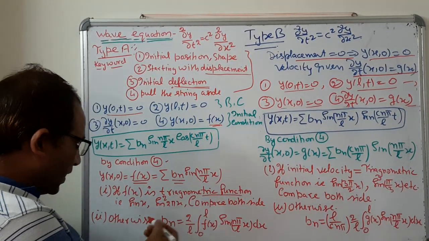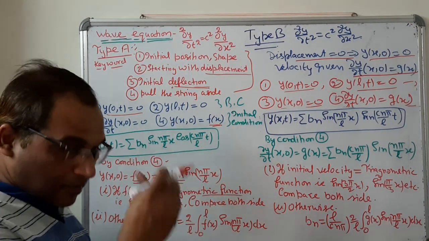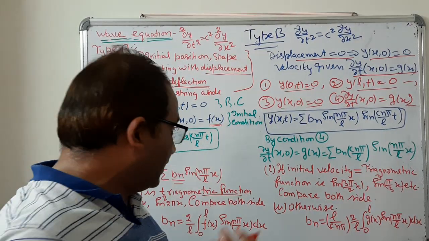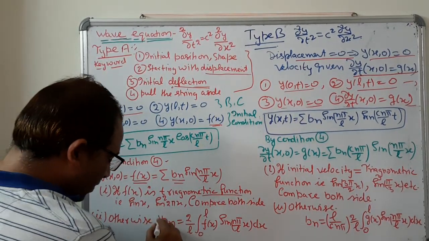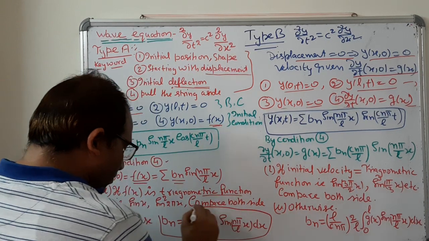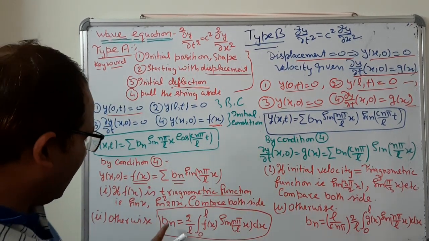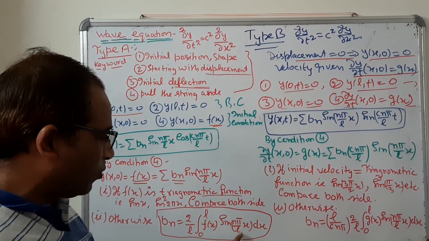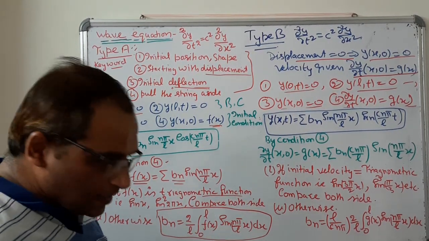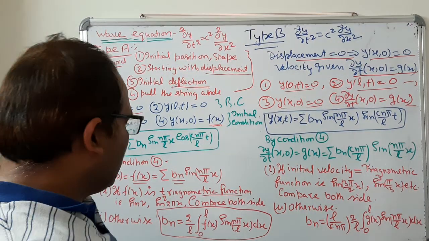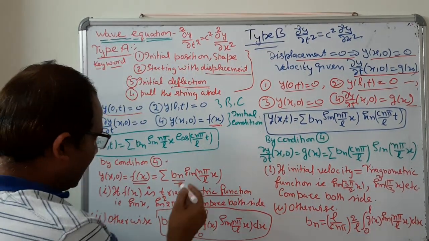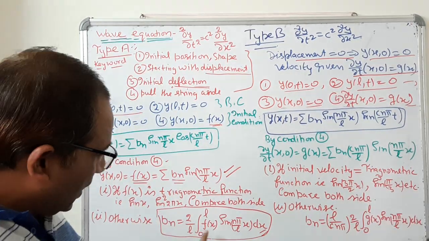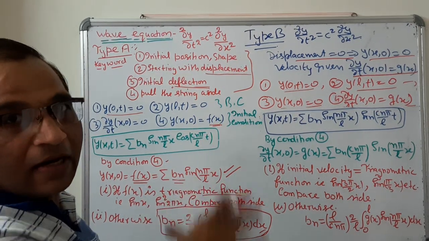And if there is any other function, let us suppose x, x², x sin x, like this, in that case we will apply this formula, which is the Fourier series formula, where bn is equal to 2/L ∫ from 0 to L of f(x) sin(nπx/L) dx. Then integrate this and find the answer. If you cannot integrate, in that case we will write that this is the final answer where bn is equal to this one. Write the value of f(x) and the value of L here, and that will be the final answer.